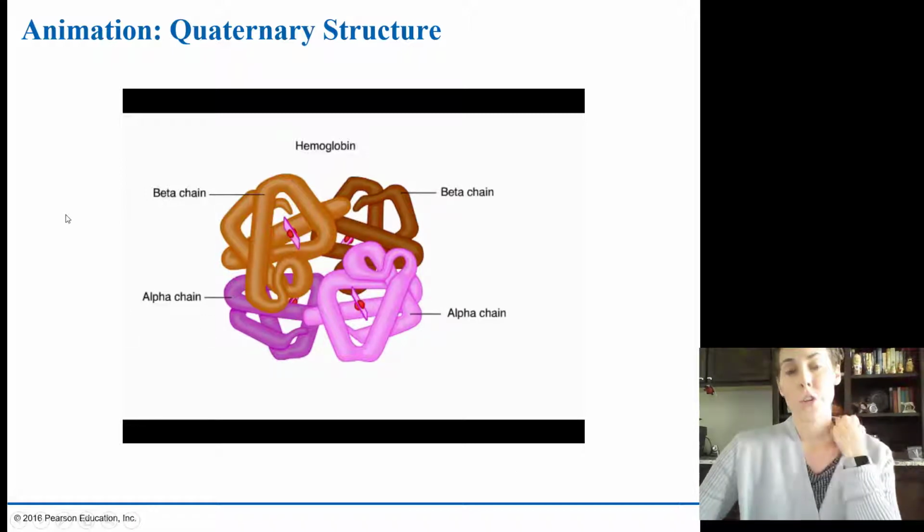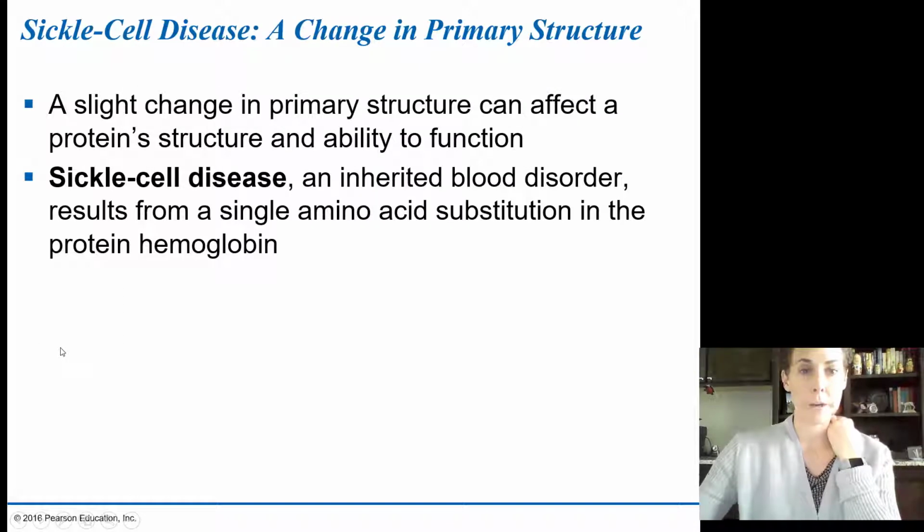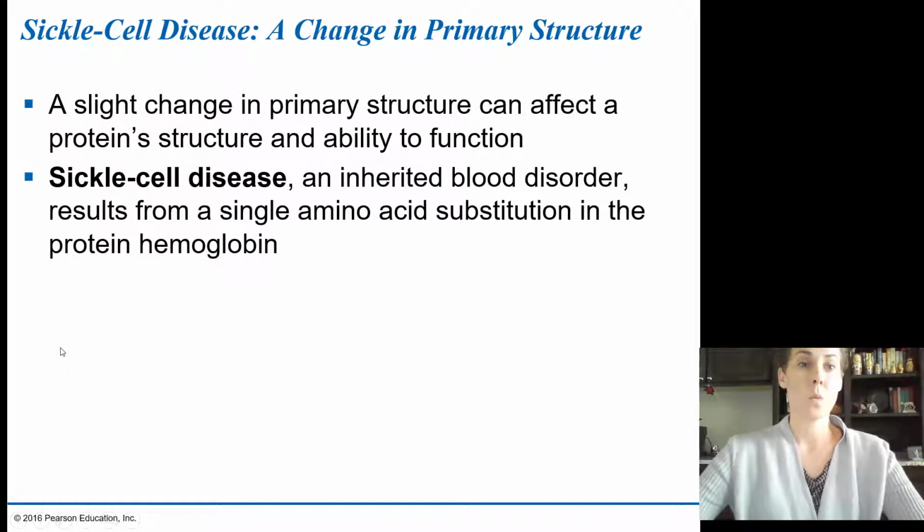So he says quaternary structure. I have always said it quaternary, but you can say it however you want, just as long as you know what it is.